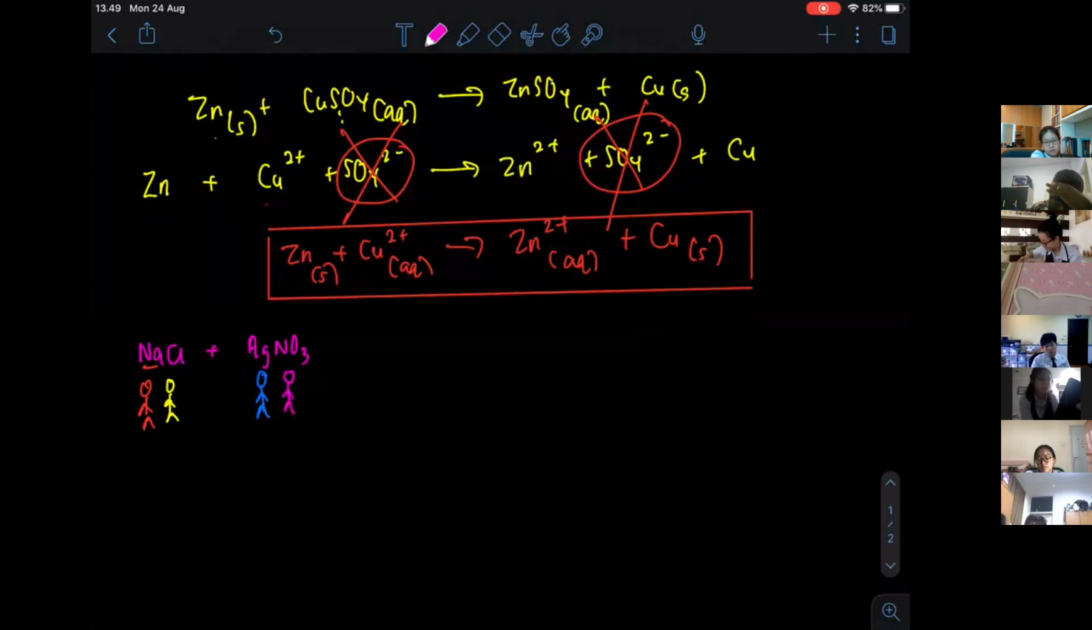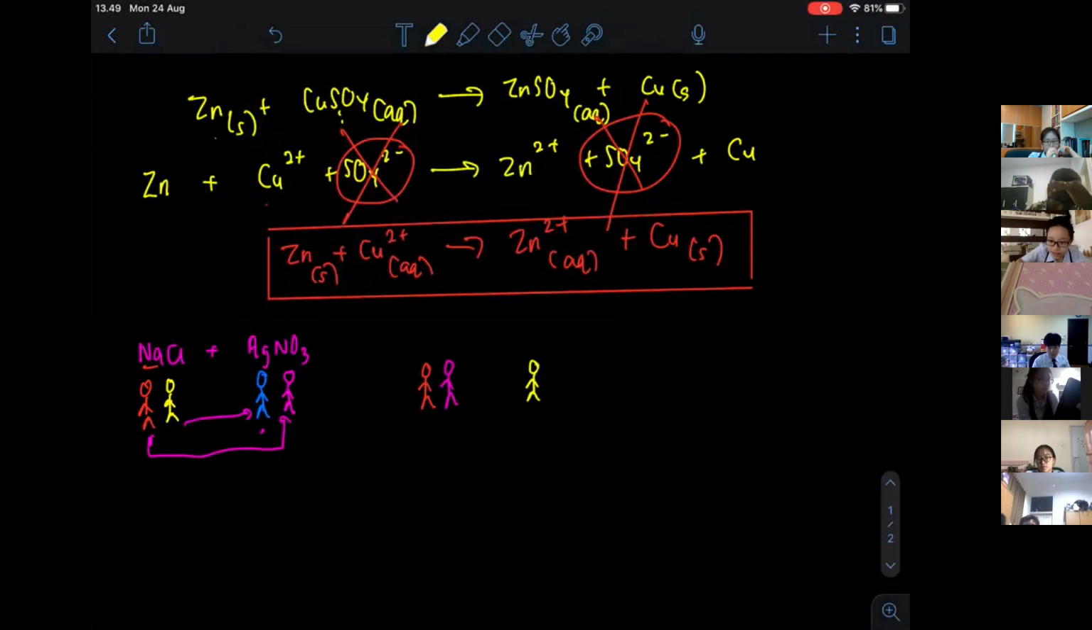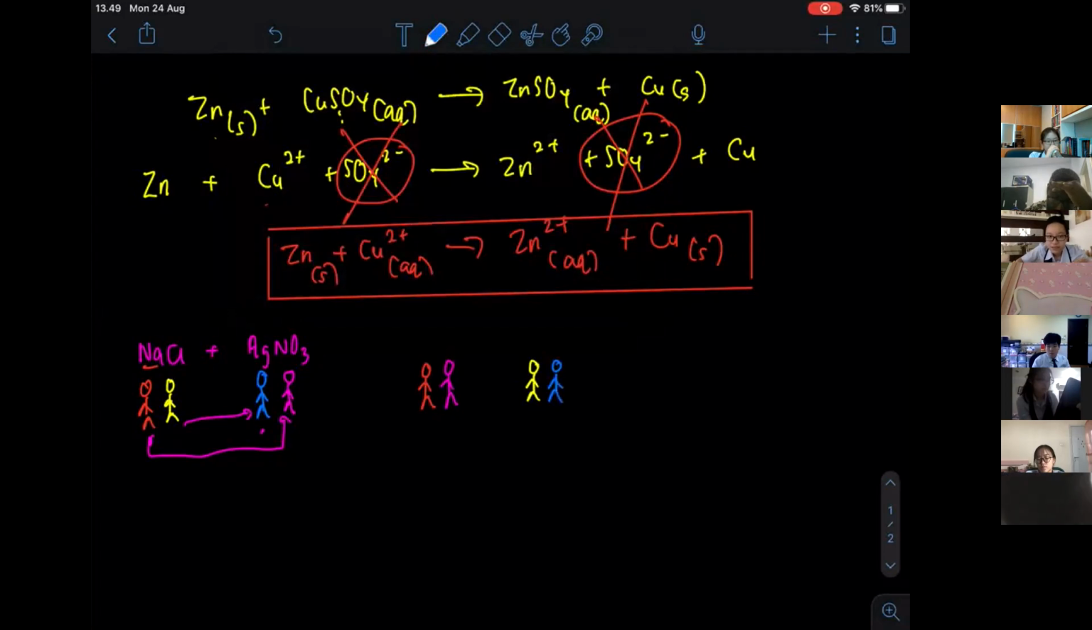So what happens? This is a guy. This is also a guy. So he will take this girl, and this girl will take this guy. So it's a double displacement. They will end up with this, and then this. So what we are going to get is sodium nitrate plus silver chloride.